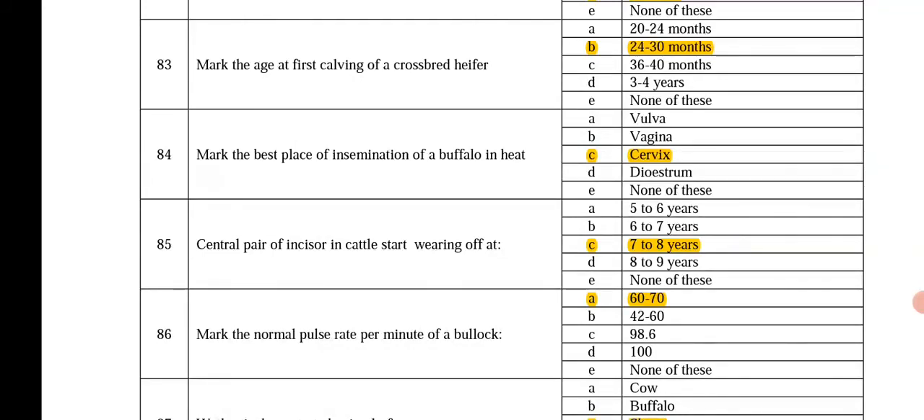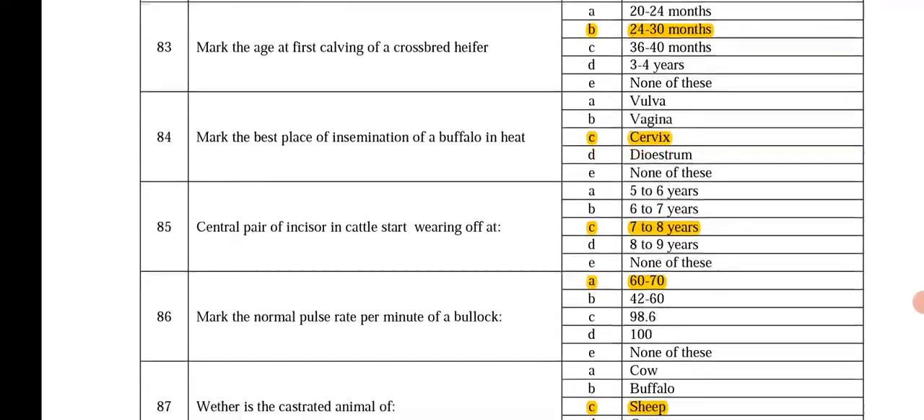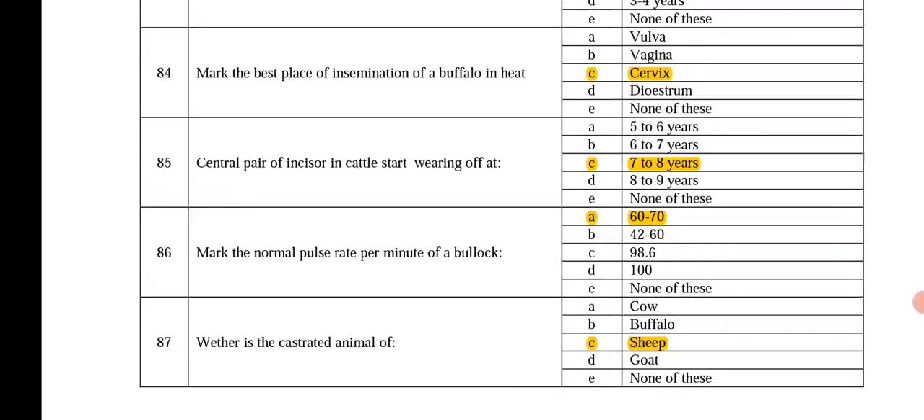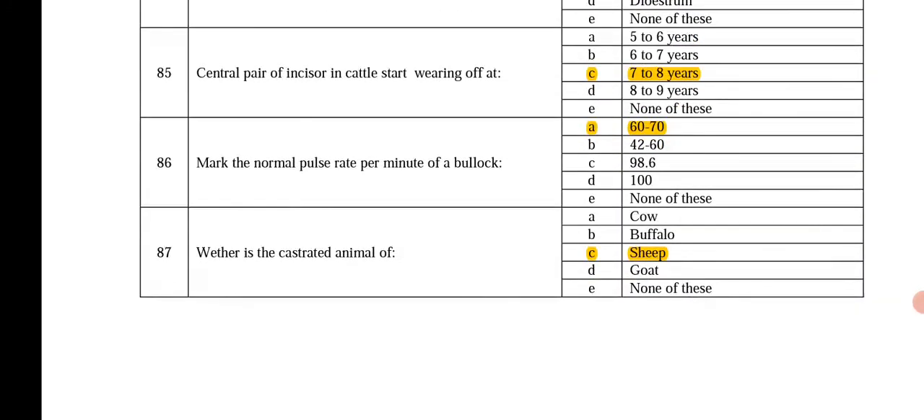Central pair of incisors in cattle start wearing off at 7 to 8 years. Mark the normal pulse rate per minute of bull. 60 to 70 is the normal pulse rate of bull.